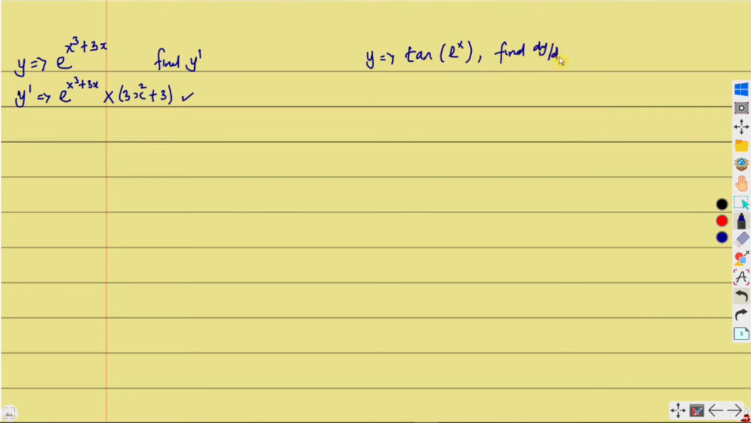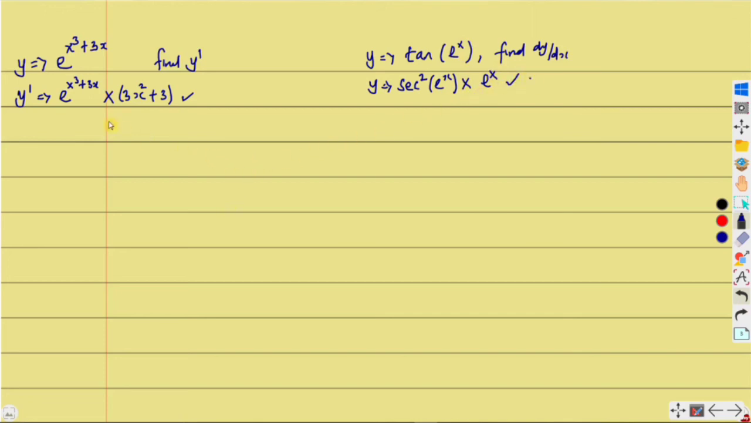This is also a function within a function. The inner function is e raised to power x, so you know the logic. y equals tan t. Differentiating tan t directly from trigonometry gives sec squared t, where t is now e raised to power x. I hope students are following. Then you multiply it by the derivative of t, which is e raised to power x. When you differentiate e raised to power x, it is still e raised to power x. So this will be the answer to the question.